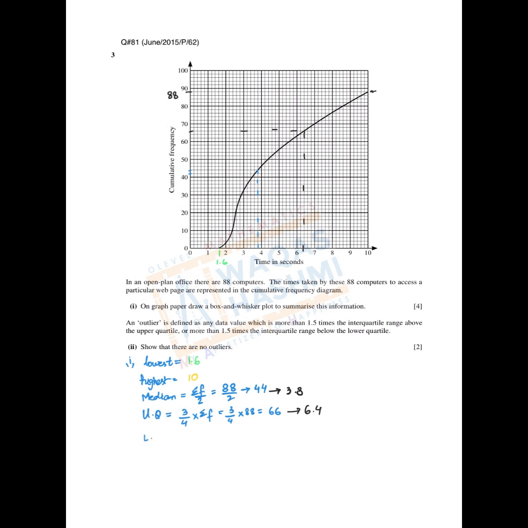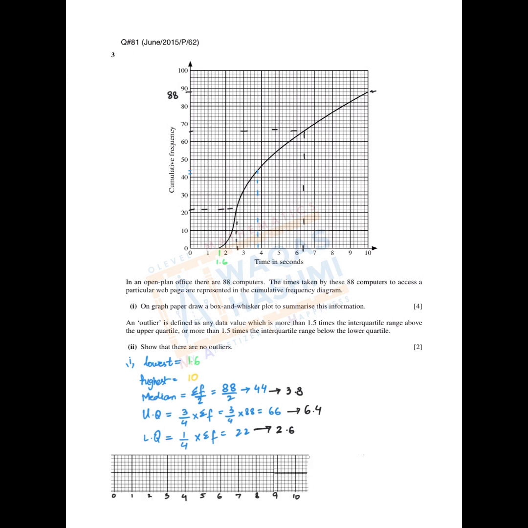Similarly, for lower quartile, which is 1/4 of your total frequency, that is 88, it is 22. So you need to highlight the point at 22. The value for lower quartile is 2.6. Alright, so we have the value of upper quartile, lower quartile, median, highest, and lowest value. Now with the help of all those values, we can construct the box and whisker here.